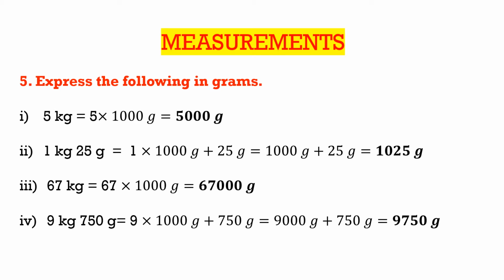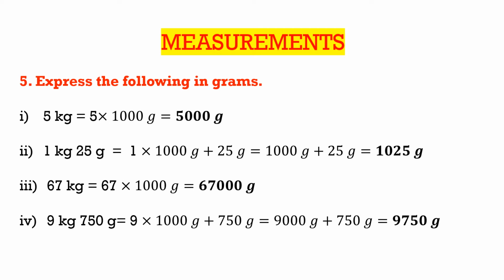Second bit is 1 kg 25 gram. We have to convert 1 kg 25 gram into gram. So we know 1 kg equal to 1000 gram. So multiply 1 with 1000 gram. We get 1000 gram plus 25 gram equal to 1025 gram.